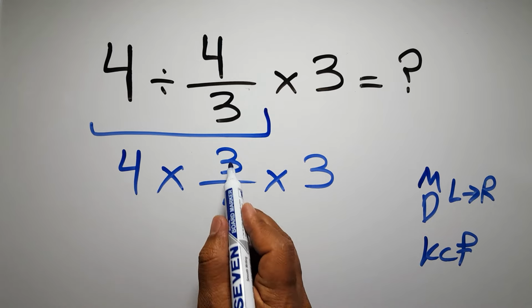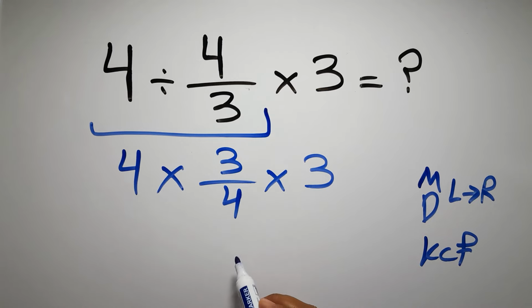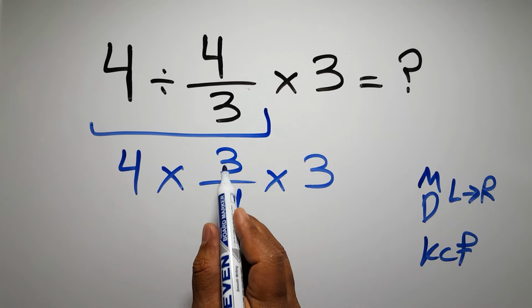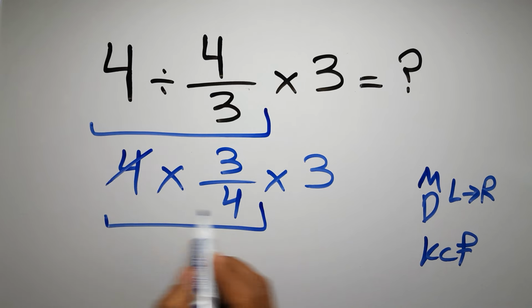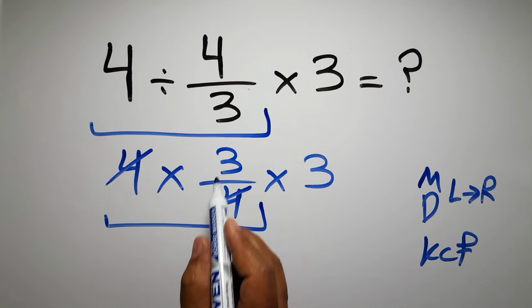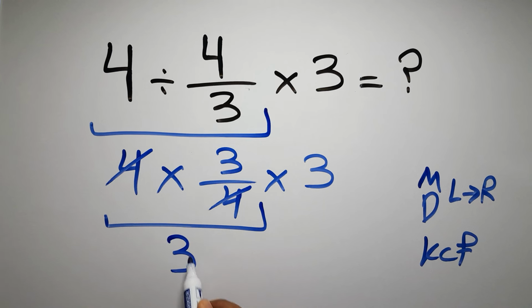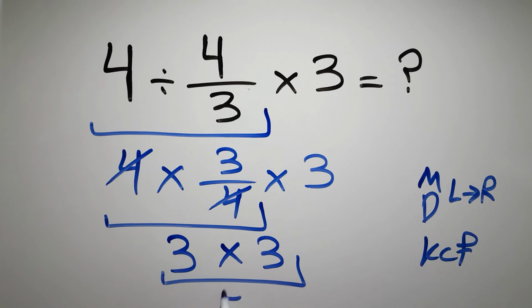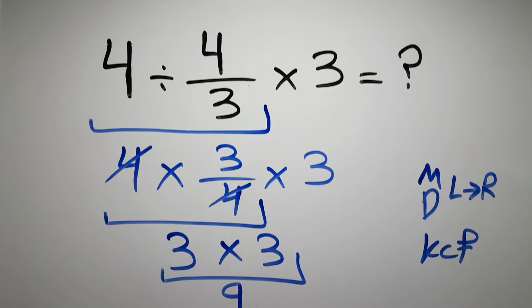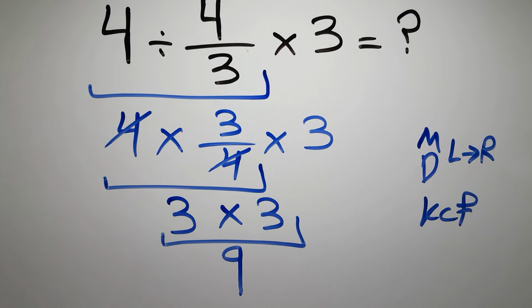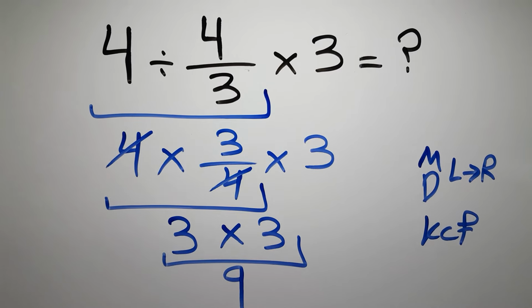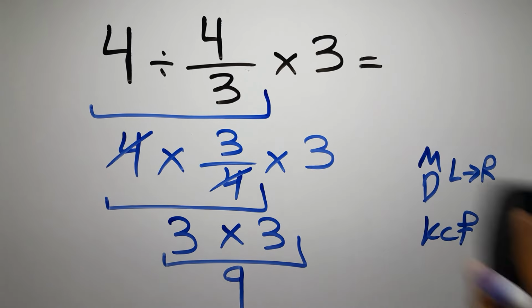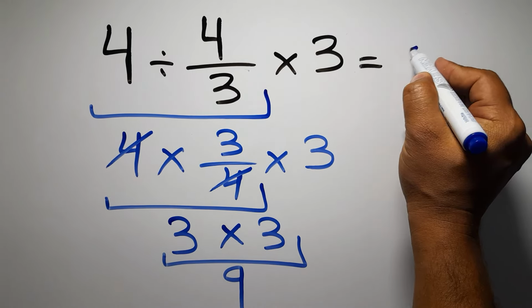So 4 times 3 over 4 times 3. 4 times 3 over 4. This 4 and this 4 can cancel each other out, so we have just 3. So 3 times 3, which equals 9. And this is our final answer to this problem. The correct answer is 9.